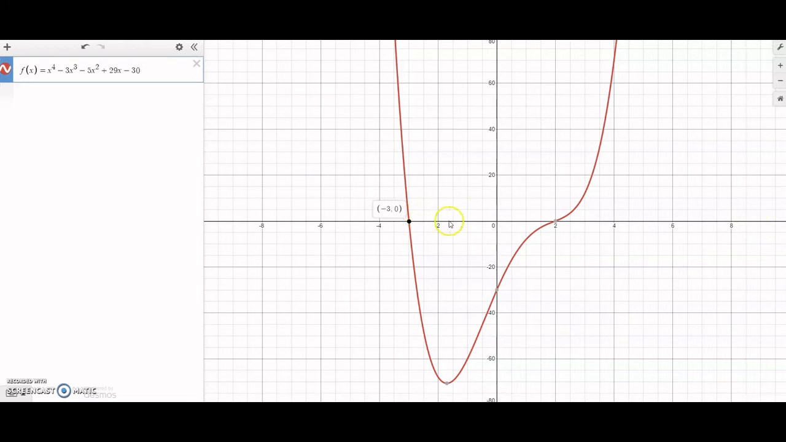We've got one zero here and another here. But that's only two real zeros on this graph. I thought we had a polynomial of degree 4. There should be 4 zeros, right?